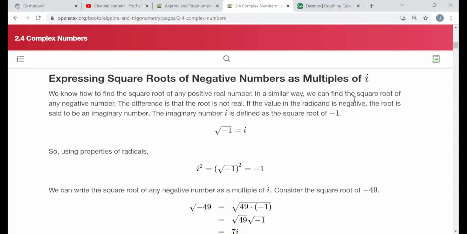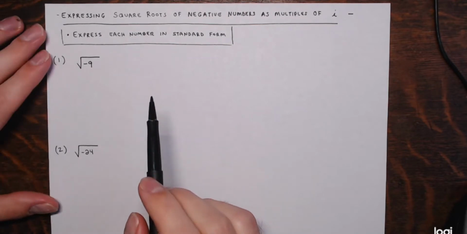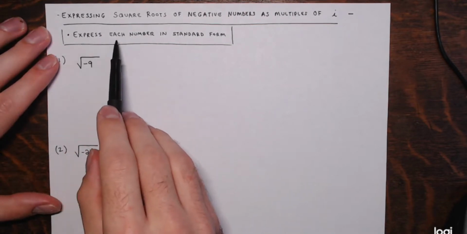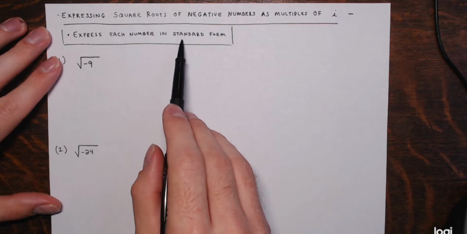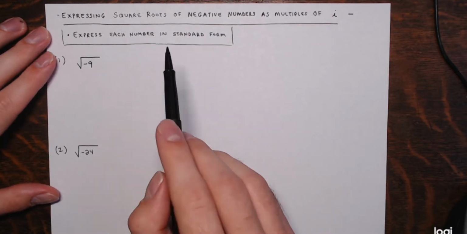So, just a couple examples here, and they're taken directly from the reading: the examples, the try it problems, or the exercises at the end of the section related to this particular objective. I've got this written out here. There's just two of them. Very simple stuff. We're asked to express each number in what's called standard form. I'll explain what this is in a second.